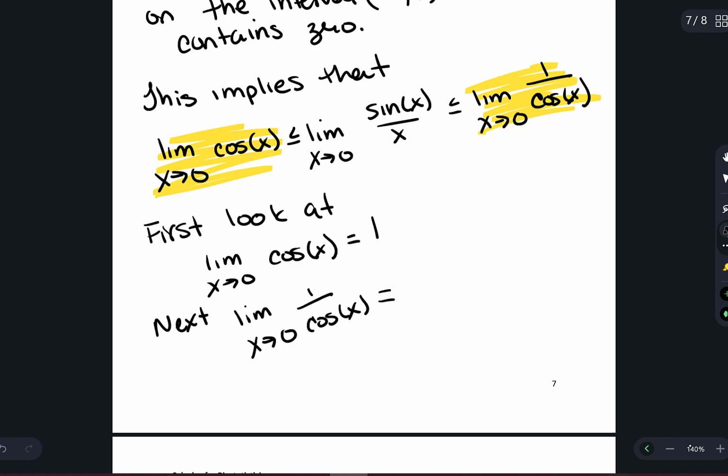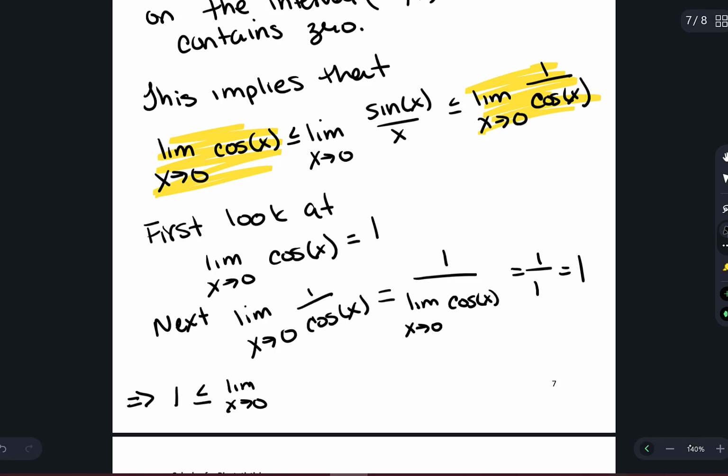And we can use our limit laws to show that this is equal to 1 over the limit as x approaches 0 of cosine of x, which again is equal to 1, so we just have 1 over 1, which is equal to 1. So therefore, since the limit as x approaches 0 of cosine of x is equal to 1, we have that 1 is less than or equal to the limit as x approaches 0 of sine of x over x, and then that's less than or equal to 1 because of the right-hand limit. So therefore, the limit as x approaches 0 of sine of x over x is equal to 1.